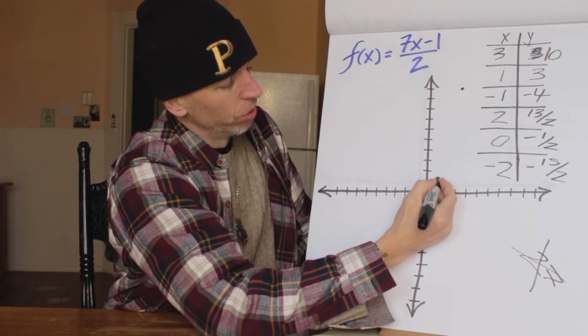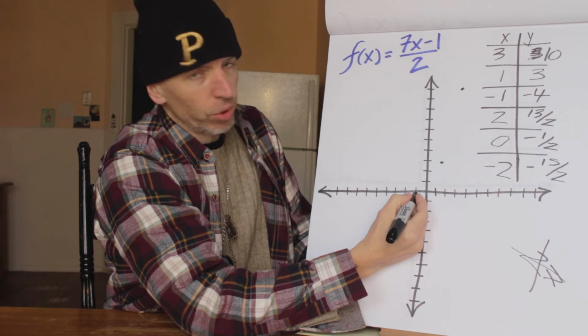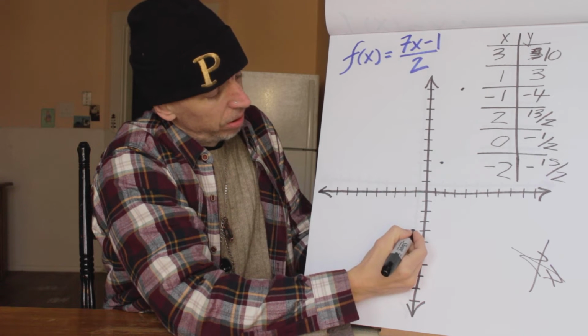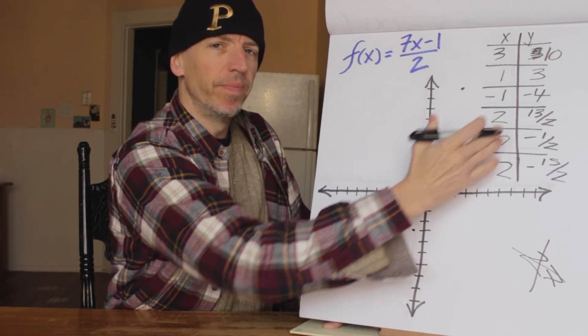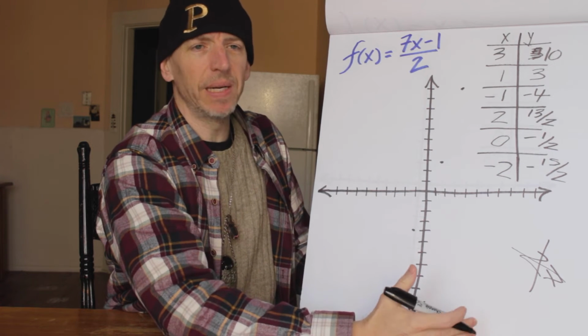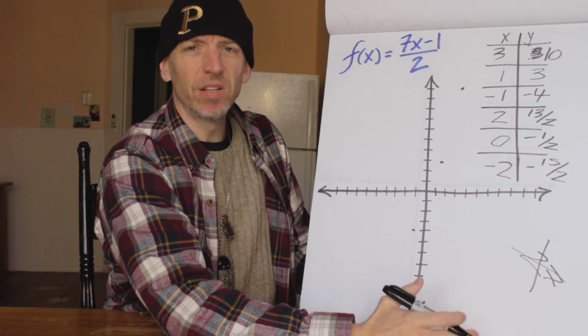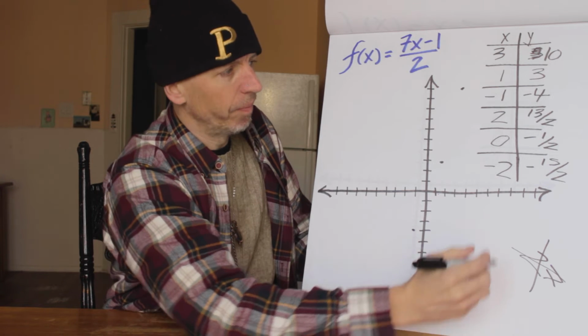1, 1, 2, 3 on the y-axis. Minus 1. Minus 1, 2, 3, 4. 2, 1, 2. Now remember, sometimes you just got to guesstimate. 13 up top of a 2 means 13 divided by 2, which in turn means 6.5.